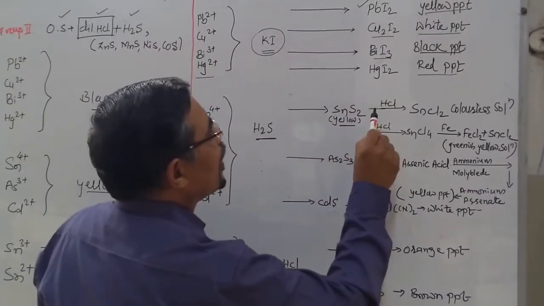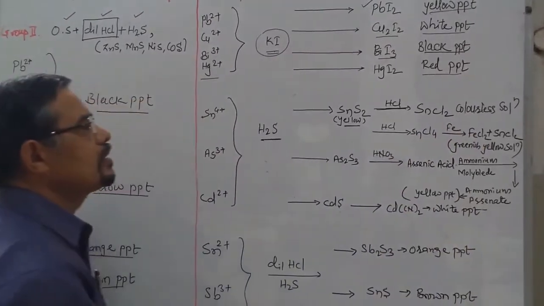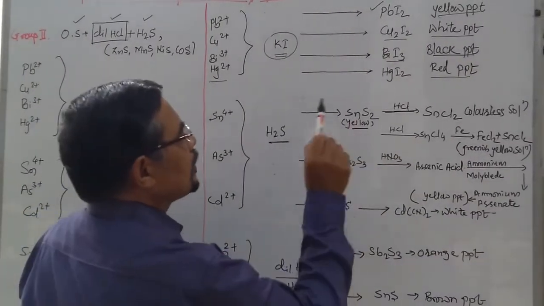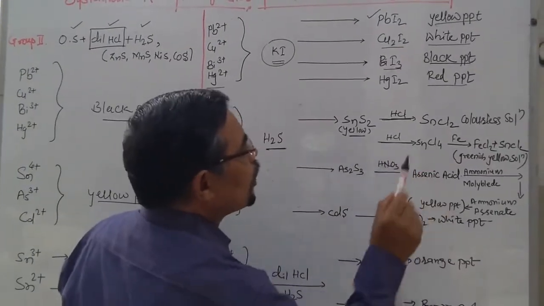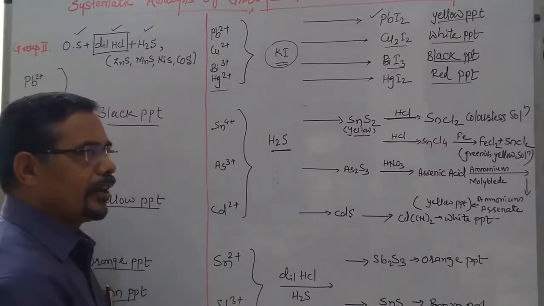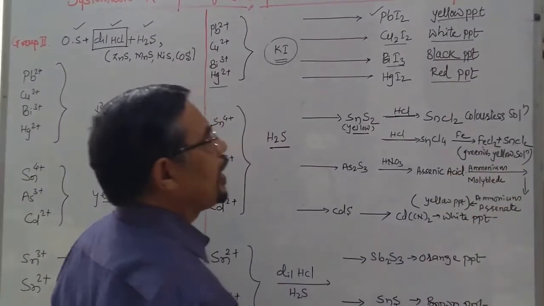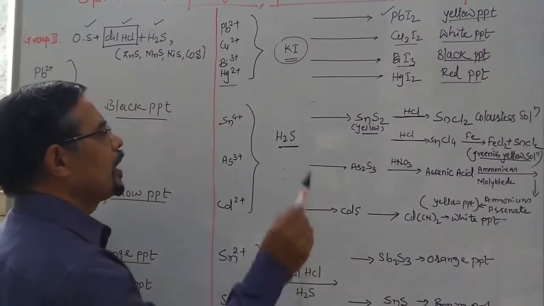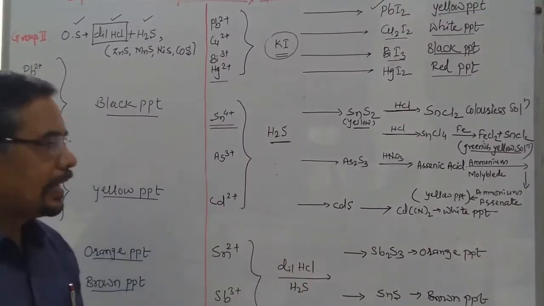In that, if we add HCl, then it forms SnCl2. It is a colorless solution. In the same SnS2 precipitate, if we add HCl, then it forms SnCl4 solution. In that, again, Fe, that is iron metal, iron filings are added. Then we get formation of FeCl2 and SnCl2, and it gives the greenish yellow solution. That indicates the given mixture contains Sn4+ radical.